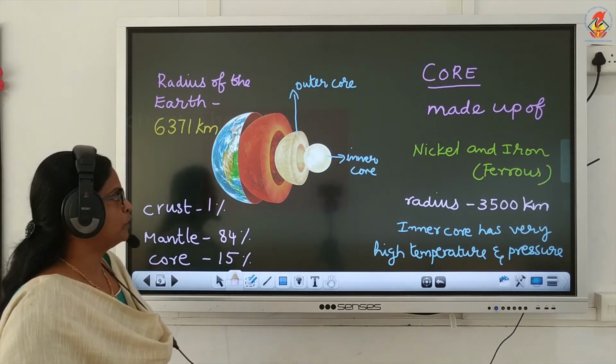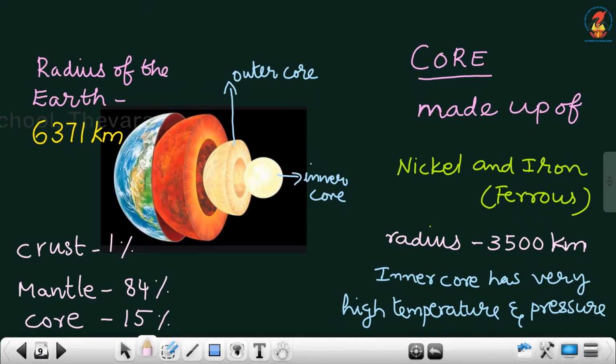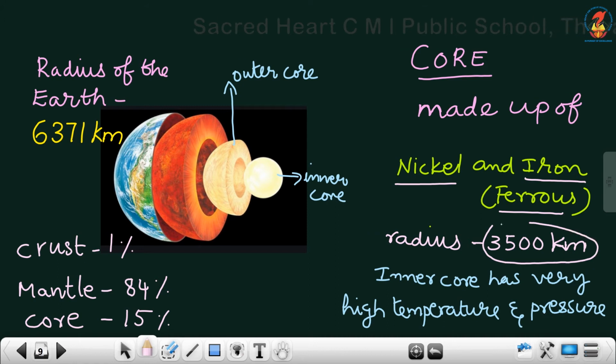Now we will move on to the next layer, that is the core. Children, the third layer is the core, and it is made up of nickel and iron. Iron is also called ferrous. And the radius of the core is 3500 kilometers.